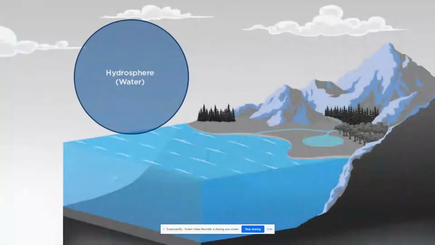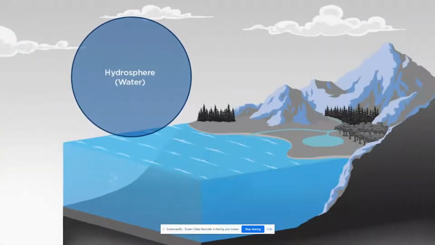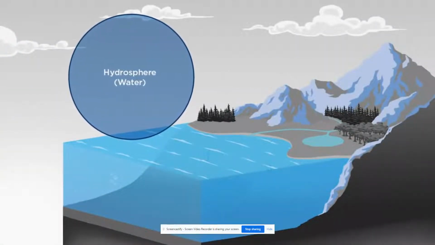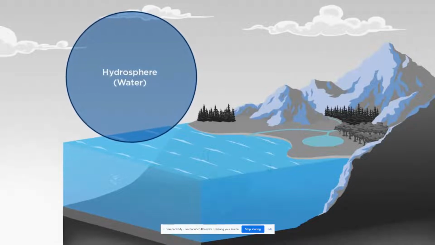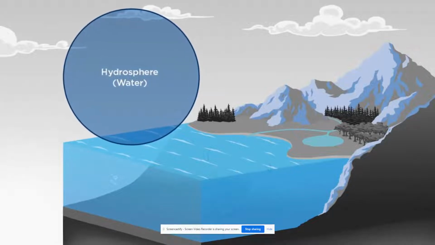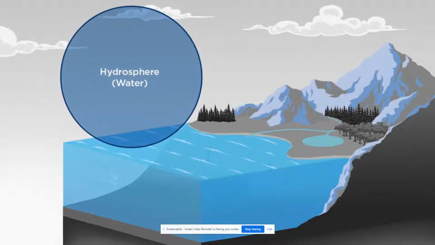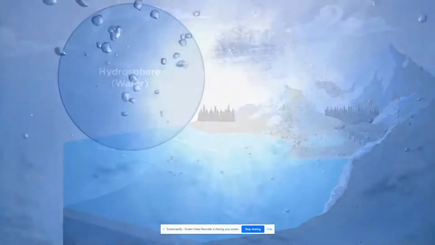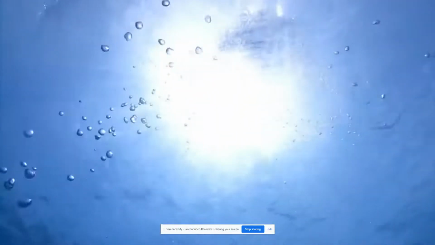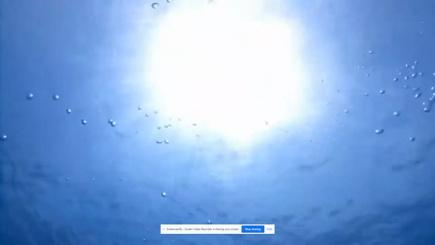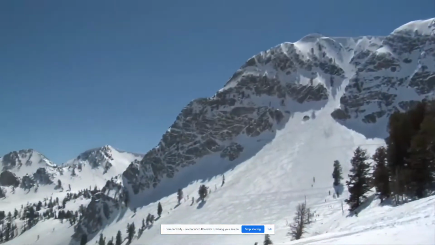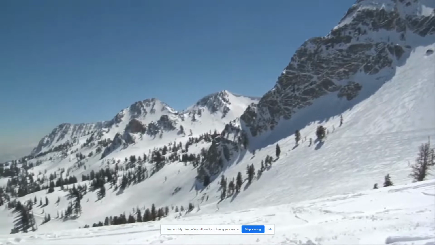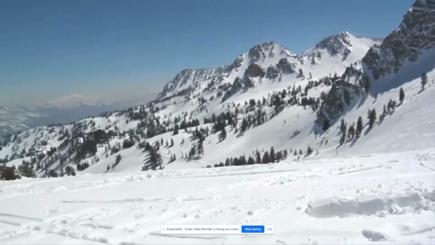The hydrosphere, from the Greek word hydro, meaning water, includes all of the water covering Earth, both in liquid and solid form. 71% of Earth is covered in water, from the depths of the ocean to the ice-capped peaks of the mountains. The hydrosphere is all around us.